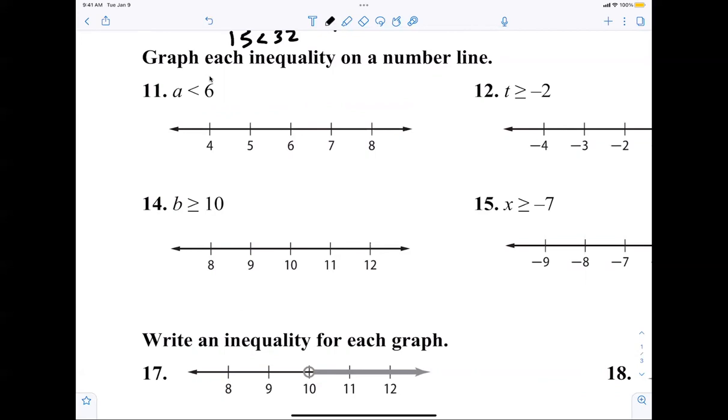If I want to graph everything less than 6, you do an open circle at 6. Everybody put an open circle at 6. And then less than, where are the less than numbers going? Backward. No, we don't say backwards, we say going to the left. So this is how I want you to do it: this, and then you put an arrow in this direction. All right, that would be the answer.